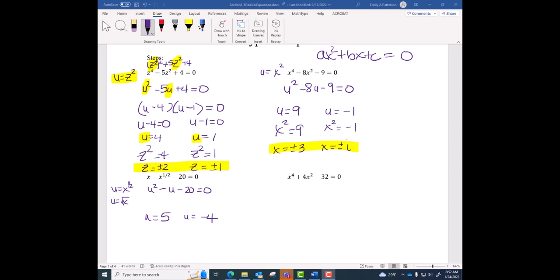So once again, once you have the value of u, you don't stop here. You put back what u was equal to. So we have the square root of x is equal to 5. We also have the square root of x is equal to negative 4. Keep in mind that we can never have a square root give us a negative value. Remember, the radical sign is only asking for the positive value, so this leads us to no solutions on this one. But I can square both sides here because we have the square root. So we have x is equal to 25 over here. So there's only one answer to this particular solution.